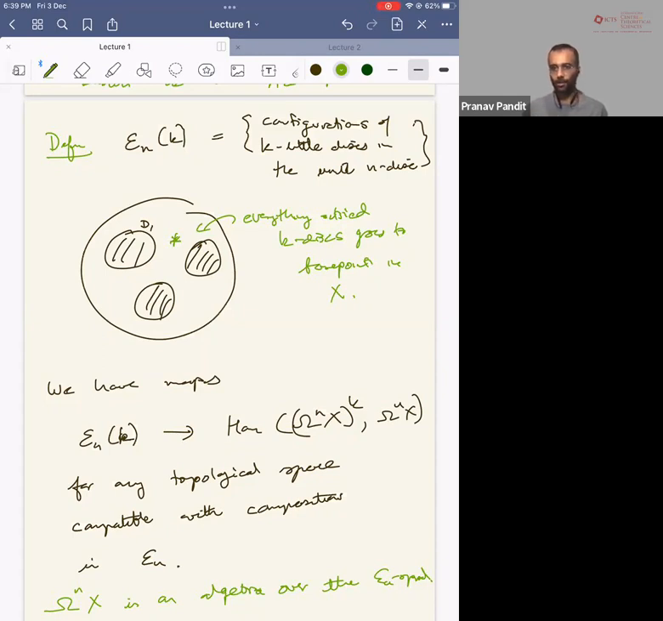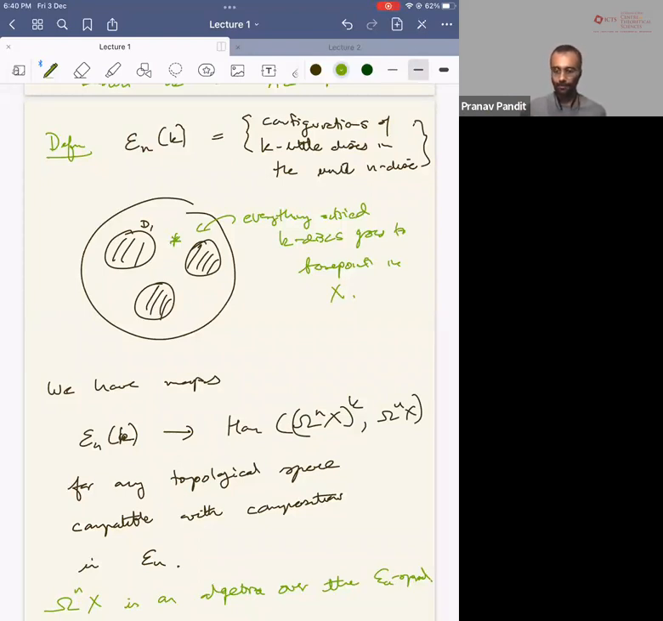on the n-fold loop space, a map from omega n x to the k to omega n x. What that operation does is, an element of omega n x is a map from the n-sphere into my space, which takes the base point to the base point. I can also think of this as a map from the n-disk into my space, which maps the boundary of the n-disk to the base point.